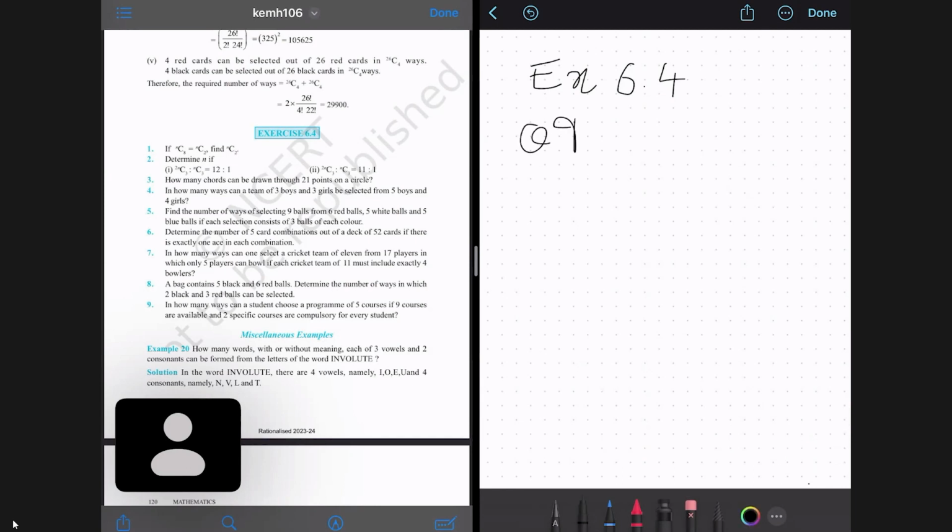In how many ways can a student choose a program of 5 courses if 9 courses are available and 2 specific courses are compulsory for every student? Right. So we need to select 5 courses of the 9 courses that are available to us. But we need to subtract something because of these 9 courses, 2 are compulsory. So we don't have a selection in those courses.